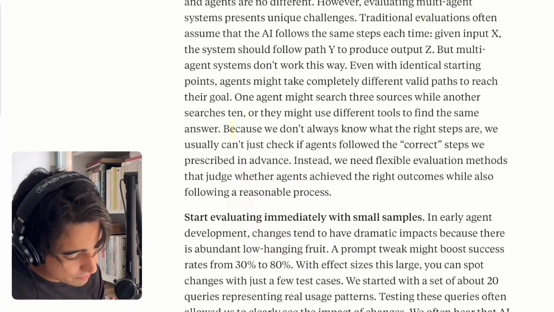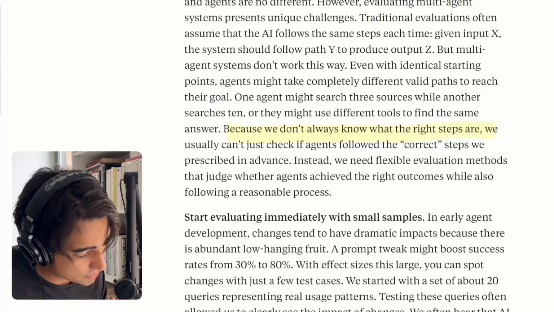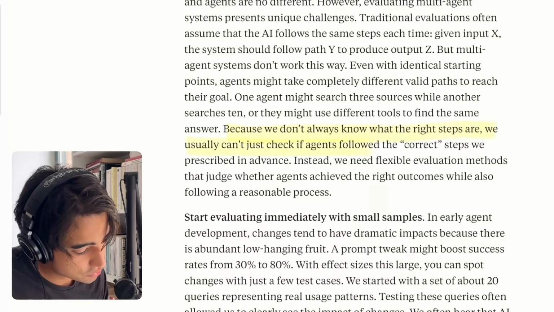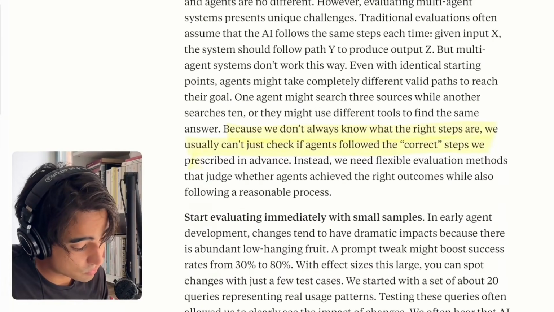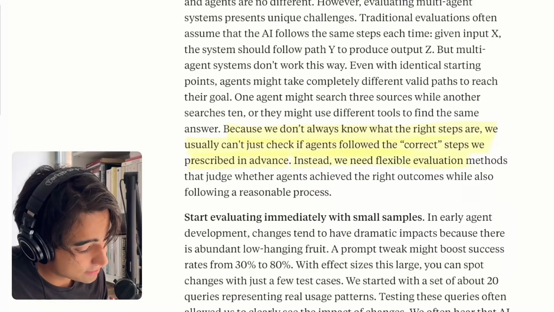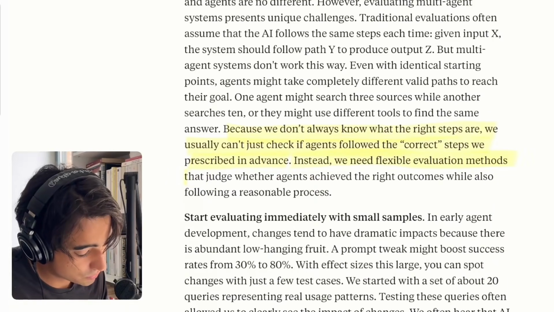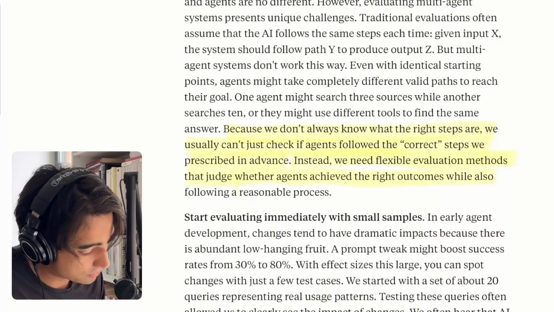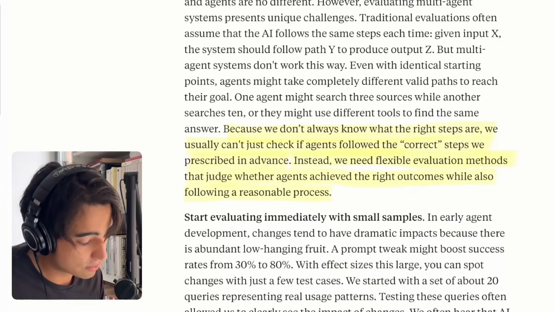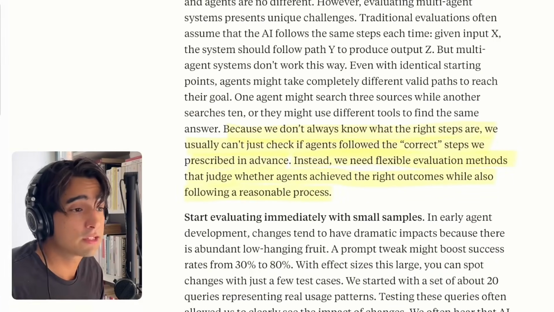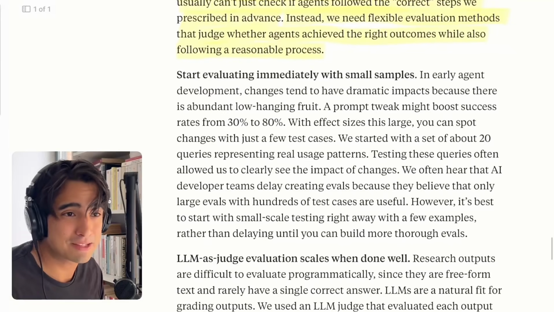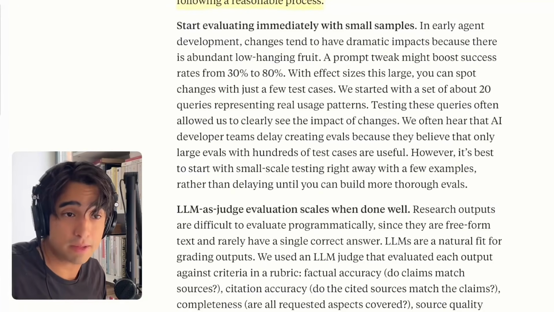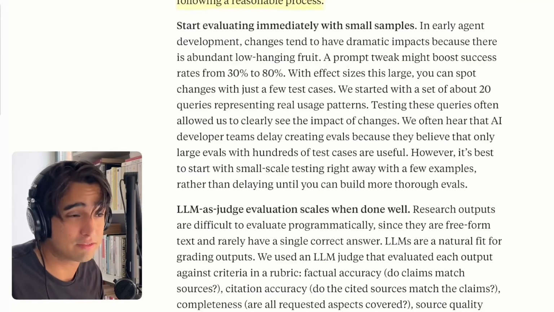So they say, because we don't always know what the rigid steps are that an agent will take, usually we can't just check if agents follow the correct steps we prescribed in advance. Instead, we need flexible evaluation tools or methods that judge whether agents achieved the right outcomes while also following reasonable processes. So there you go. I mean, of course, this makes sense. Evaluation is a very tough thing to do, but here's some advice on how to perform valid evaluation for your agents.